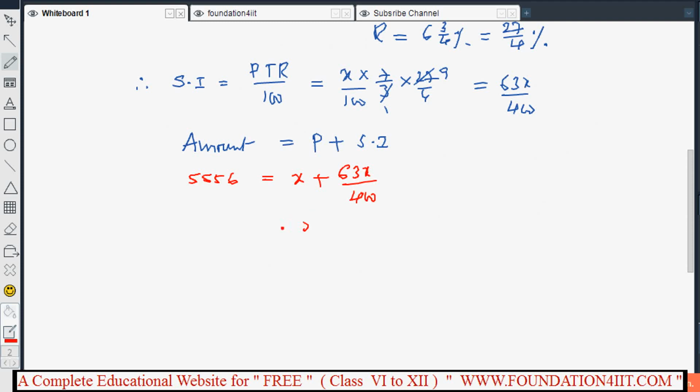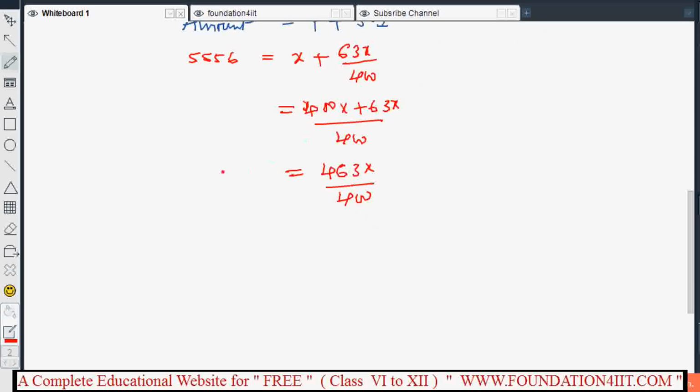Now solving this, LCM 400x plus 63x by 400, that is 463x by 400 is the value of 5556. Now from this x is equal to, because x is nothing but the principal, 5556 into 400 by 463, reciprocal.